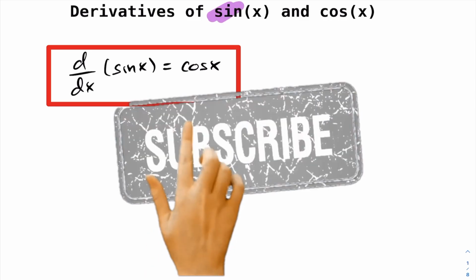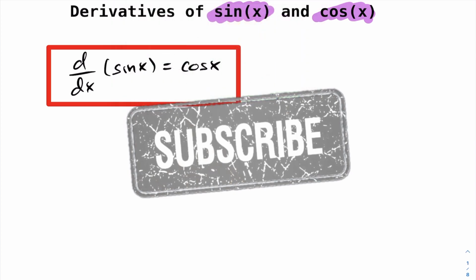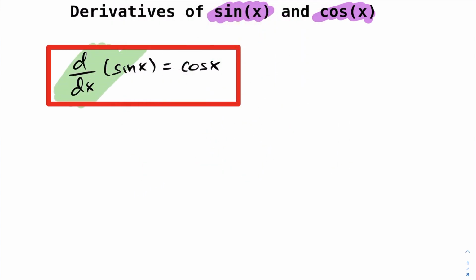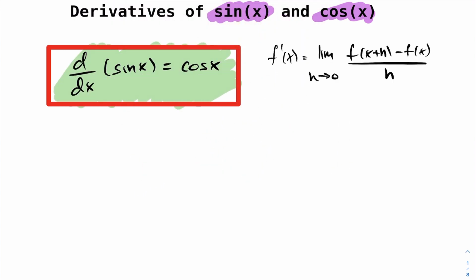In today's lesson, we're going to be talking about the derivatives of sine and cos. For our first proof here, we want to show that the derivative of sine of x is cos of x. Recall, we have our general definition of a derivative. F prime at x is going to be the limit as h goes to 0 of f at x plus h minus f at x over h. So we're going to apply that for our sine function.